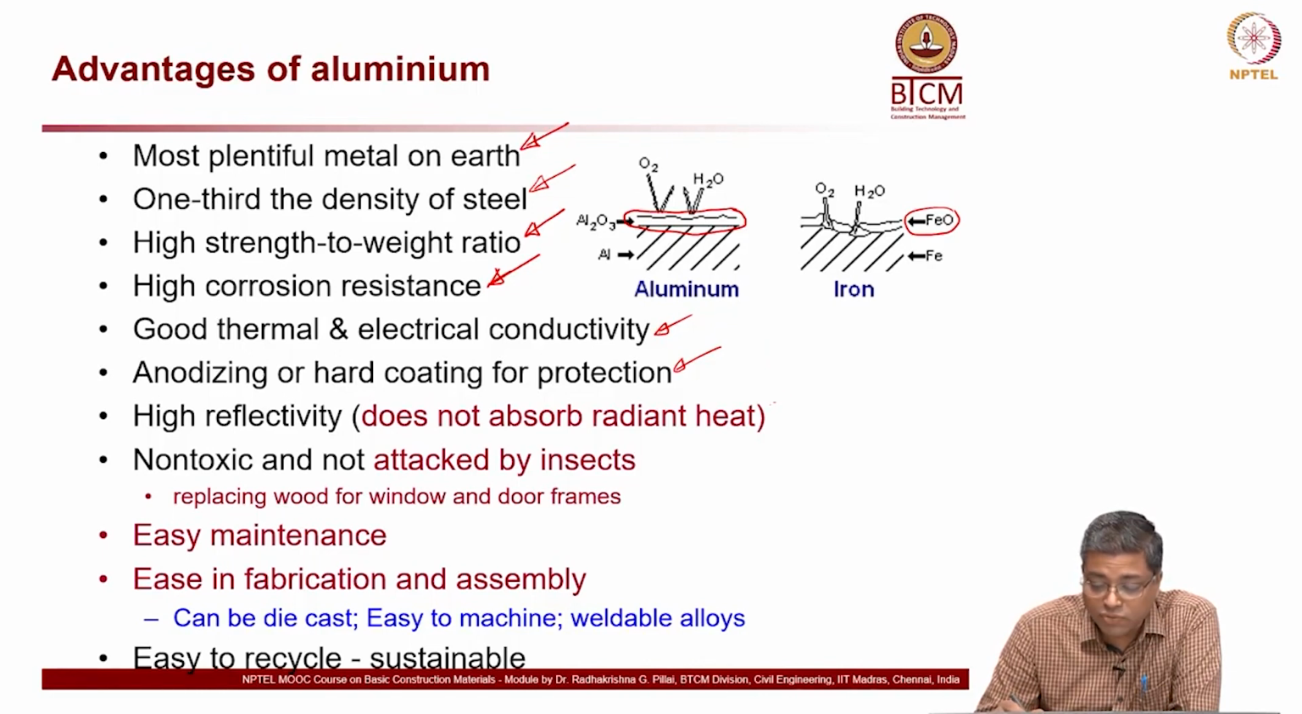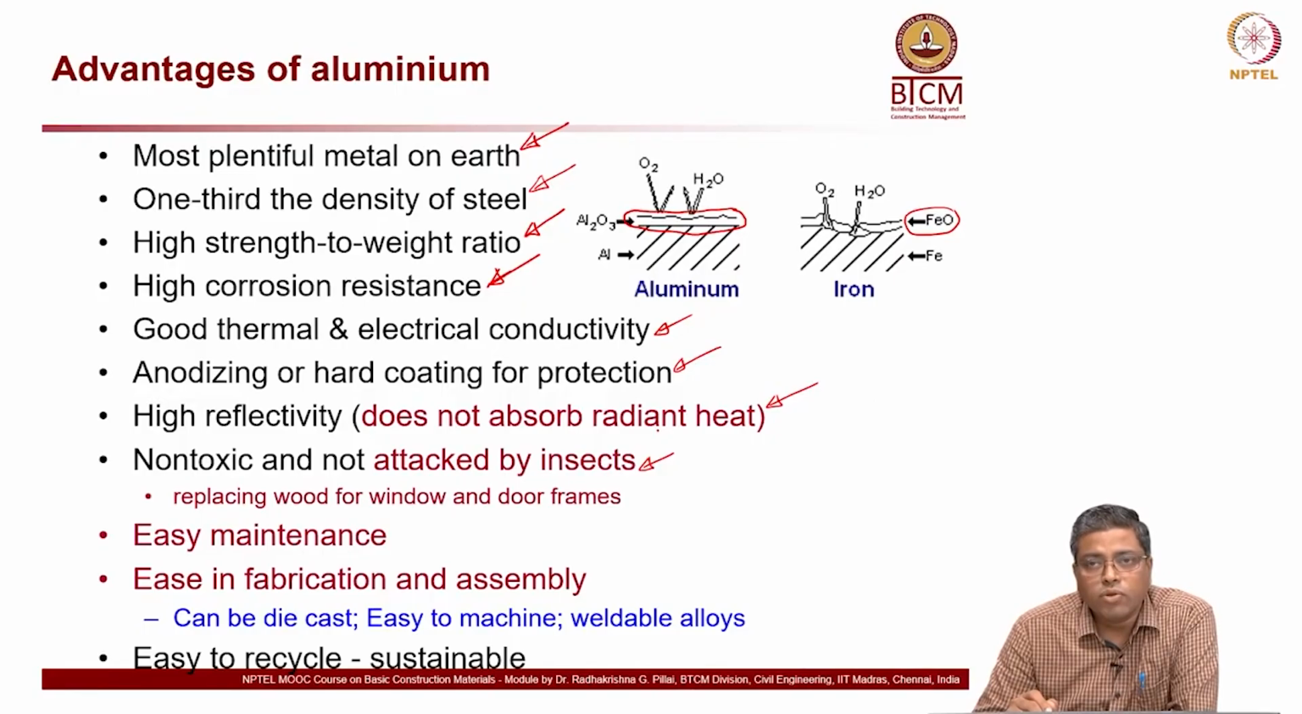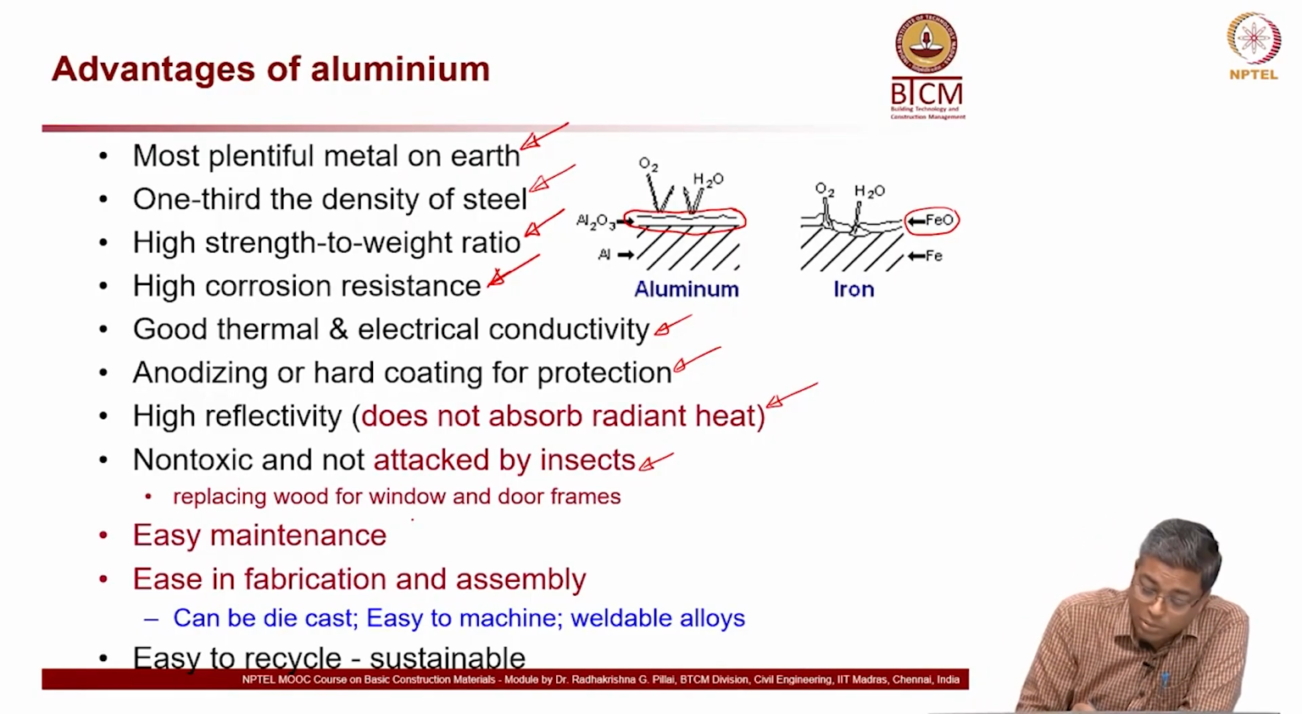Now, high reflectivity, because of this white or grayish color, it reflects the sunlight. Okay. So, it does not absorb the radiant heat. Then non-toxic and not attacked by insects like wood, if you want to compare. So, for doors and frames, if you have a wooden door and frame, there are possibilities of termite attack, etc. But if you go for aluminum frame, you can forget those kind of problems in the long run.